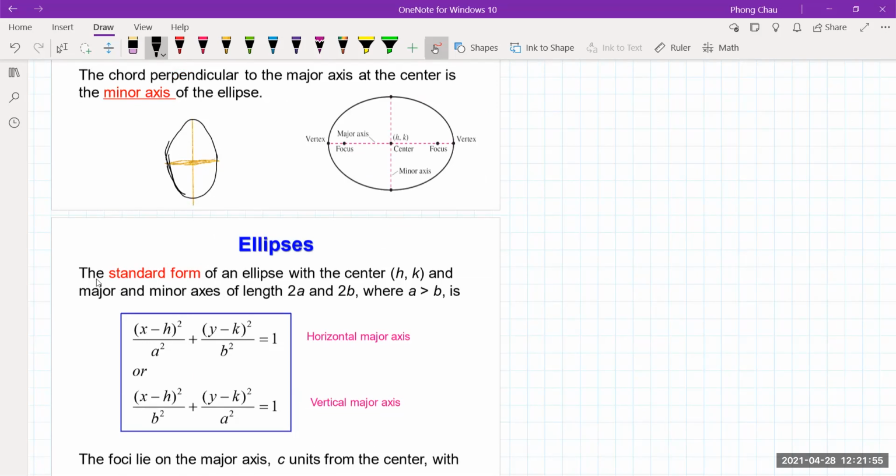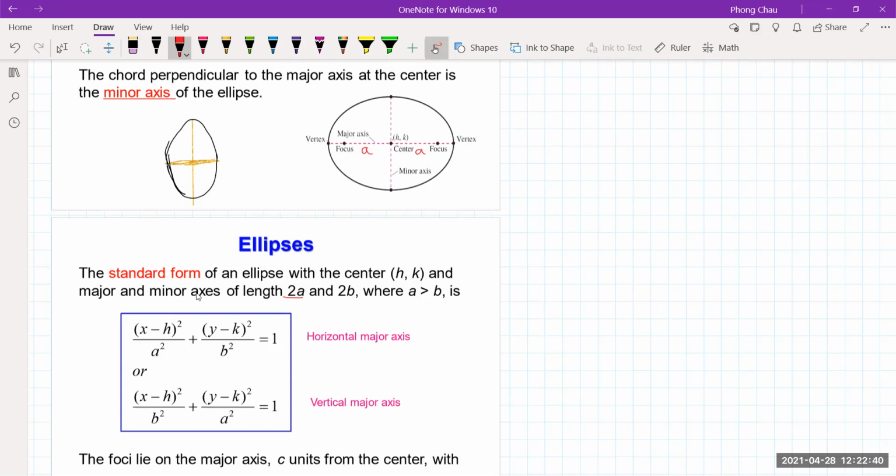Depends on whether we have the horizontal or the vertical major axis. Right, so here's the formula. The standard form of an ellipse with the center at (h, k). Okay, it's the center (h, k). And major and minor axes of length 2a and 2b, where a is greater than b. So if we have a major axis that is horizontal, that has length 2a. In other words, if the distance from this vertex to that vertex is 2a, that means from vertex to the center has length a, from here to here has length a, right? So a.